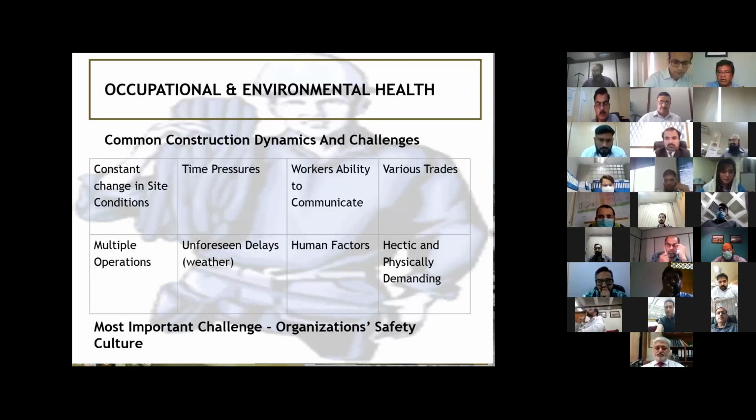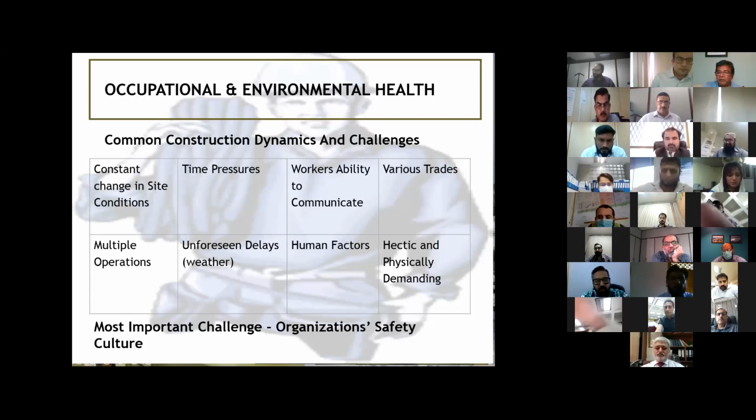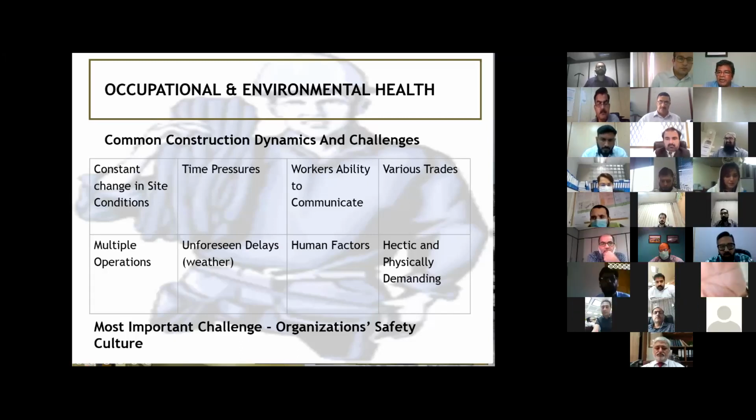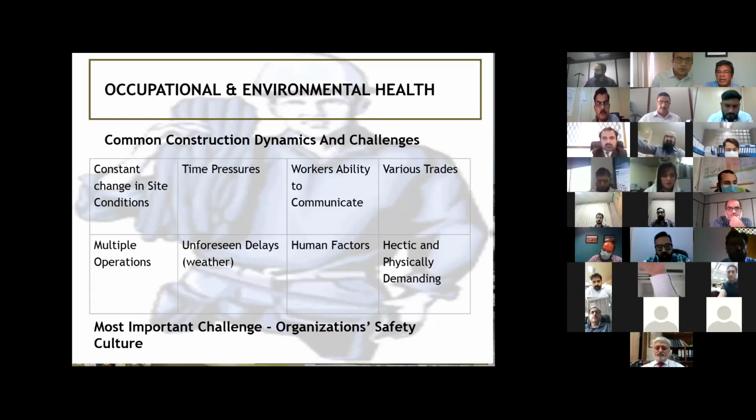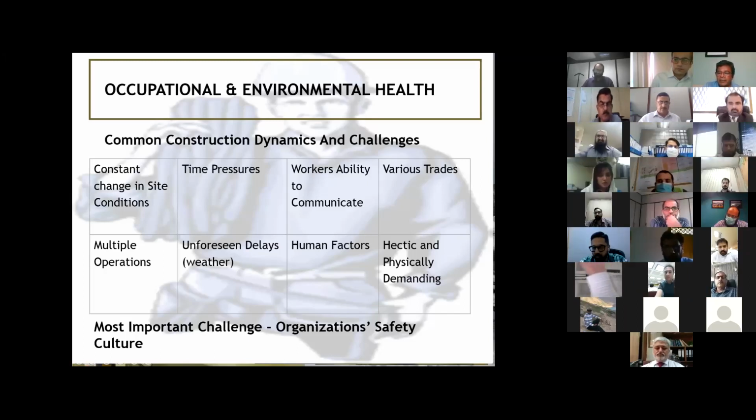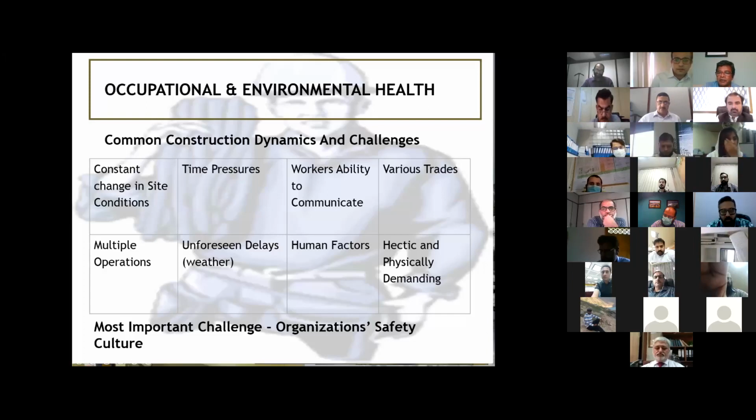Different trades. On a construction site, you would have masonry workers, steel workers, plumbers, welders, fitters, electricians, and multiple operations, especially if it's a building project. So the supervisor has a challenge to look after every trade. That's how the system works here: every trade is considered a subcontractor, and that subcontractor's supervisor has the responsibility for their workers.